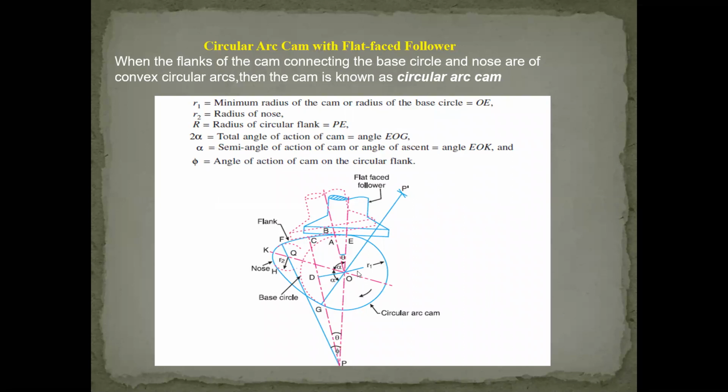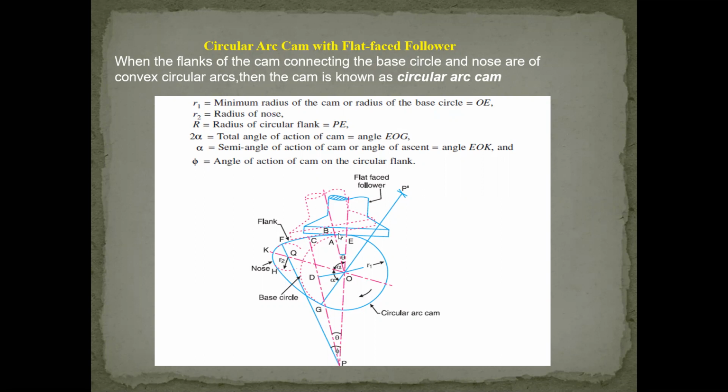Now in this also, all of you observe what notations are there. Small r1 is the minimum radius of the cam or base circle radius, indicated with OE. And r2 is the radius of the nose circle. Capital R is the radius of the circular flank, the circular arc. And 2 alpha is the total angle of action of cam.